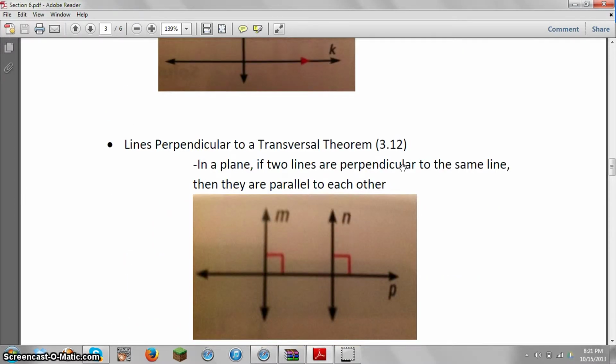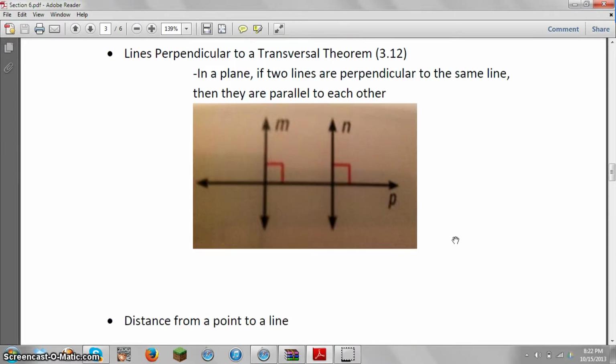The lines perpendicular to a transversal theorem, or 3.12, says that in a plane, if two lines are perpendicular to the same line, then they are parallel to each other. M and N are perpendicular to P, so they are both parallel.